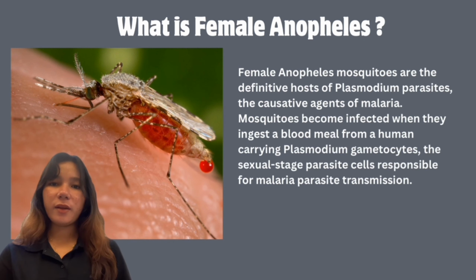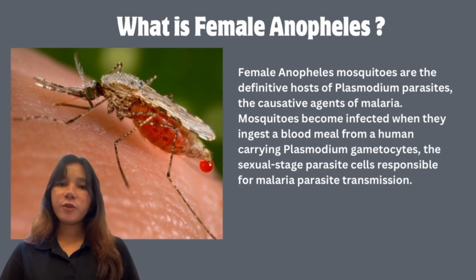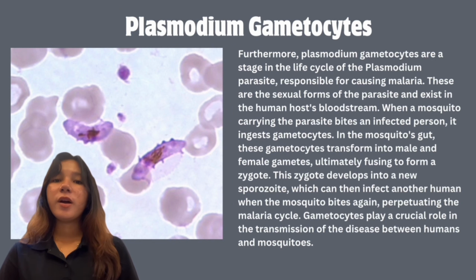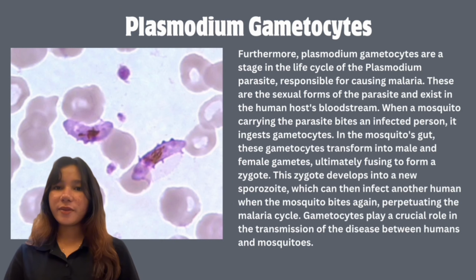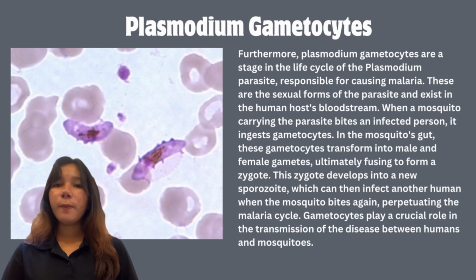Mosquitoes become infected when they ingest a blood meal from a human carrying Plasmodium gametocytes. The sexual stage parasite is responsible for malaria parasite transmission. Furthermore, Plasmodium gametocytes are a stage in the life cycle of the Plasmodium parasites responsible for causing malaria. These are the sexual forms of the parasite that exist in the host bloodstream.